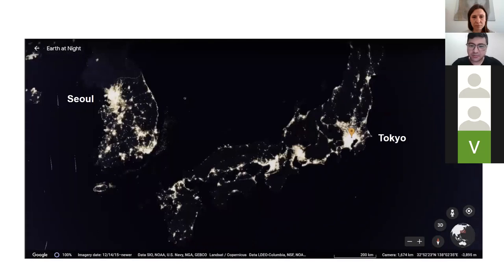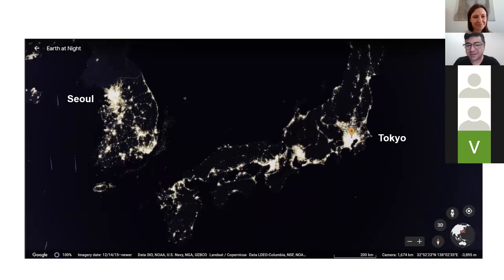And the context that I've been working in is mainly East Asia and specifically Seoul. This is Tokyo and Seoul, but I don't even know if we talk about Tokyo or Seoul. Instead, we should be talking about Japan and Korea and South Korea. It's almost the whole thing, right?